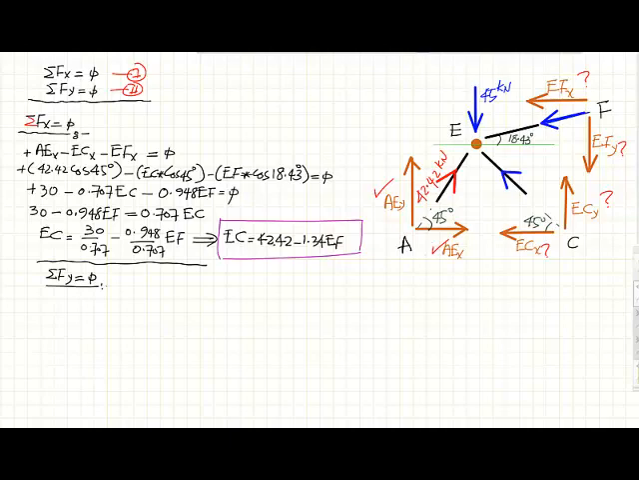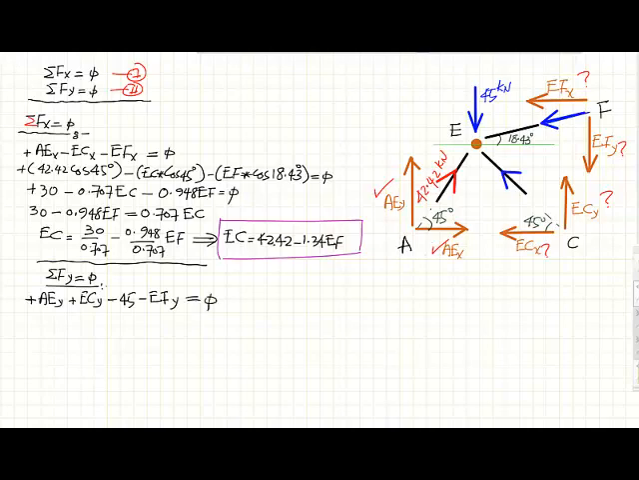And in this case, starting from here, this is upwards, so it's plus AEY, and this is upwards also, so plus ECY plus ACY, and I have minus 45, that's downwards, minus 45 kilonewton, and I have minus EFY is equal to 0.